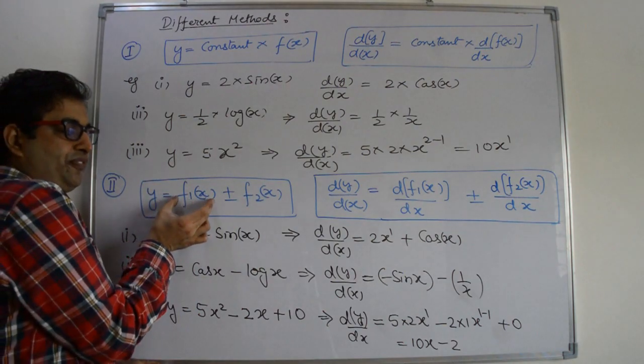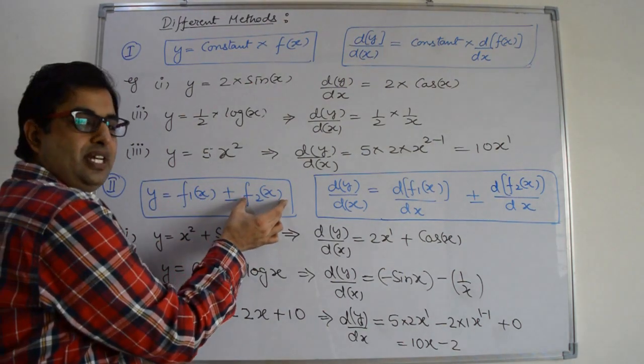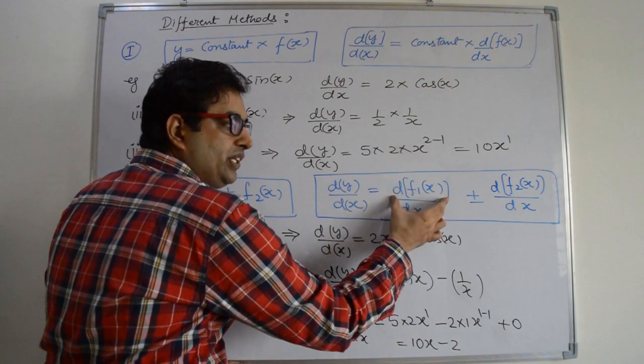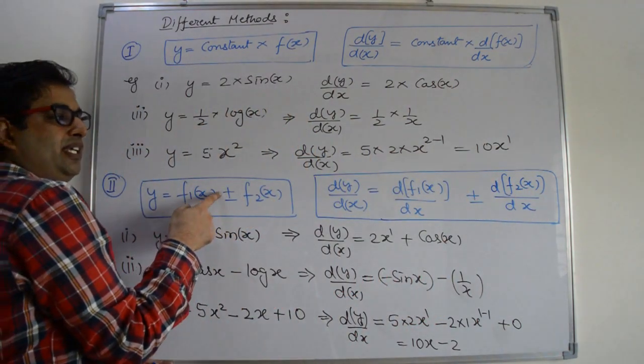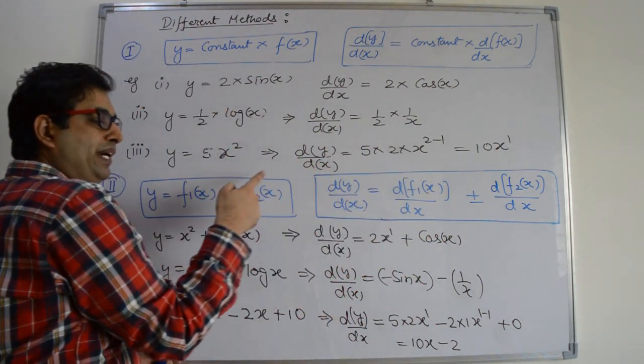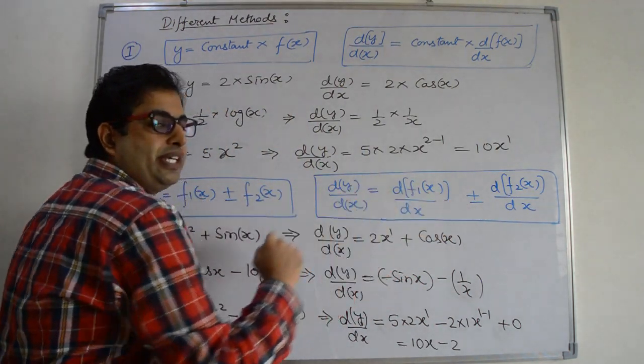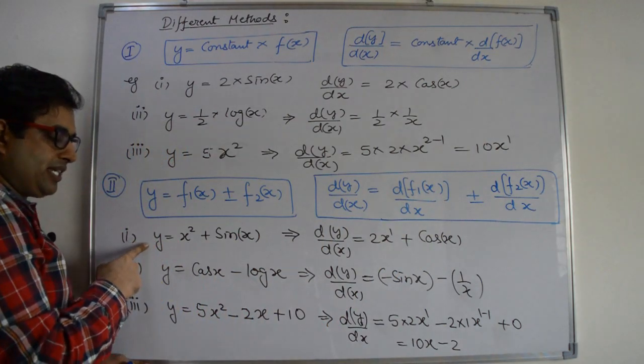Individually differentiate the first function and the second function. If a plus sign is there, then put a plus sign between them. If a minus sign is there, put a minus sign. Right? Let us take this example.